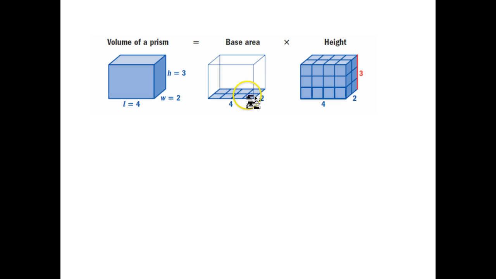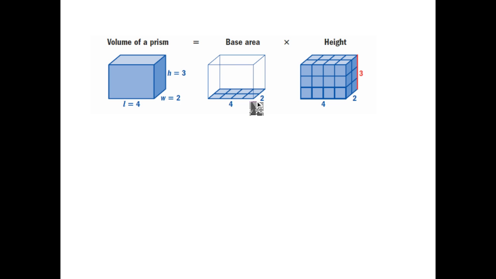You take the base here, which would be 4 times 2. So I'd get 8 cubes this way. And if I stack them up on top of each other with a height of 3, I'm going to get 8, 3 times. So you find the area of the base here, and then you multiply it by the height.